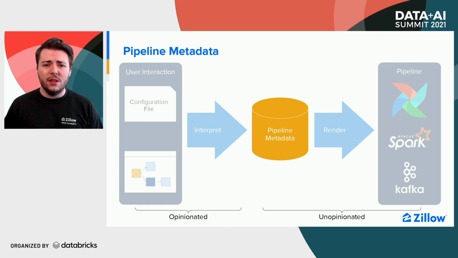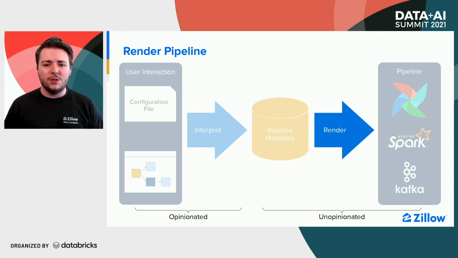Moving on to the rendering layer, this is the stage that's responsible for transforming the abstract standard pipeline definition into executable code.